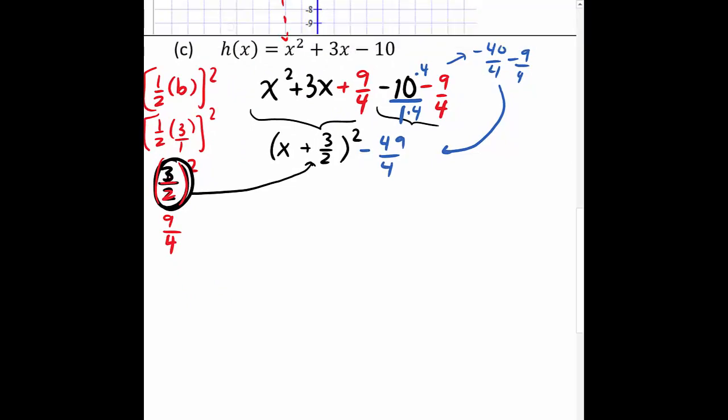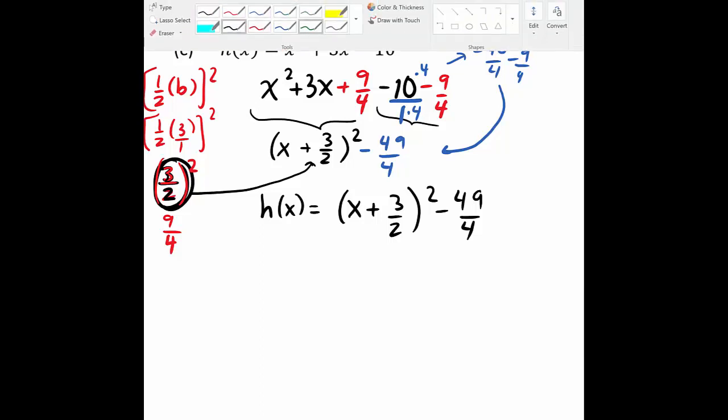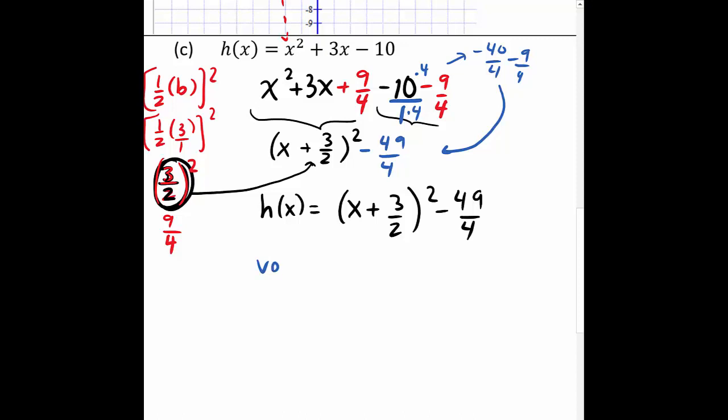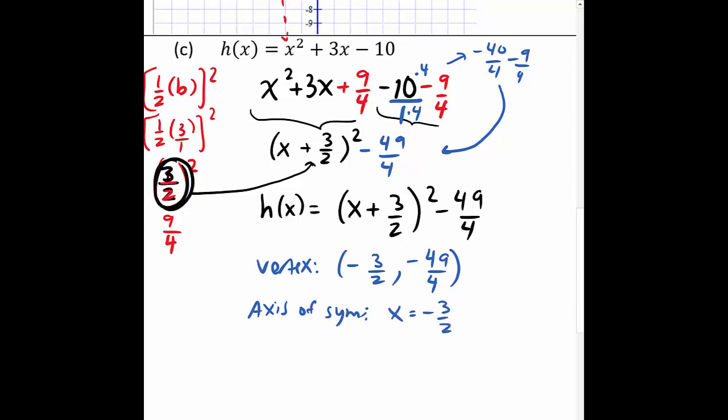There's our function. That's pretty bad, huh? H of x is that terrible thing. X plus 3 halves squared minus 49/4. Oh well. Okay, so that guy, what's his vertex? The x value will be the opposite sign, -3 halves, and then the same sign, negative 49/4. The axis of symmetry is x equals the number, that's the x value of the vertex.